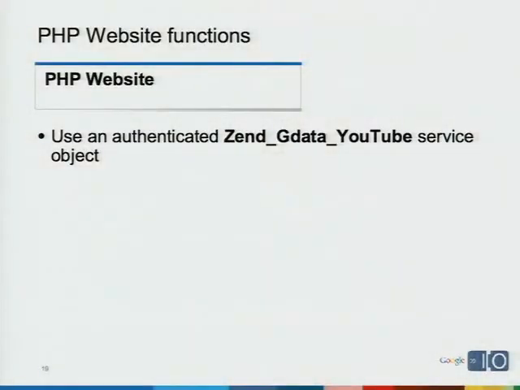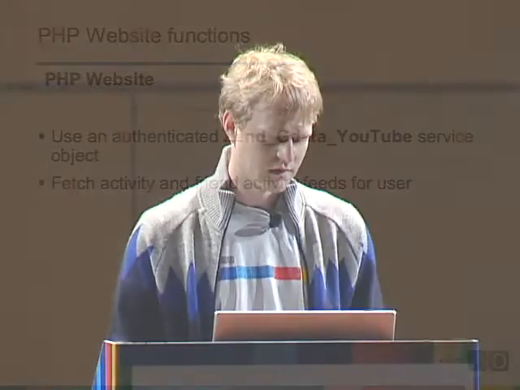In general, the kinds of things that we need to do is we need to create a service object that we use to connect to YouTube. You'll notice the word Zend there, that's because our PHP client library is part of the Zend framework. I don't know how many people are familiar with the Zend framework, but it's available also as a separate component, a separate download, so you don't need to download the entire framework. And this is a common use case for all the other client libraries. You create some type of service object and use that to interact with our APIs. The other function, obviously, is we want to fetch the activity for a user or for their friends.